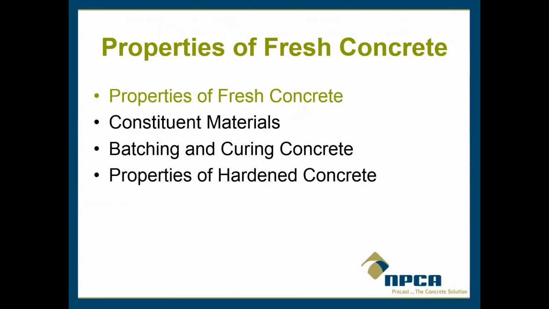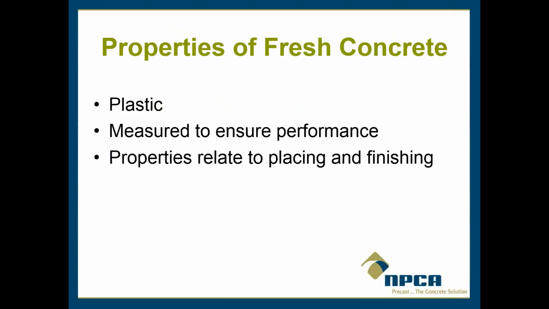So back to the overview that we started with. First up is the properties of fresh concrete. Fresh concrete is called plastic, which means that it's flowable and it's workable. It doesn't mean hard like plastic. Plastic in this sense means that it's flowable. So it only stays workable for a short time, and the properties are measured to ensure that the concrete meets the performance specifications for the job. Properties also relate to the producer's interest in placing and finishing the concrete before it's no longer workable. So these are all characteristics that we need to be aware of.